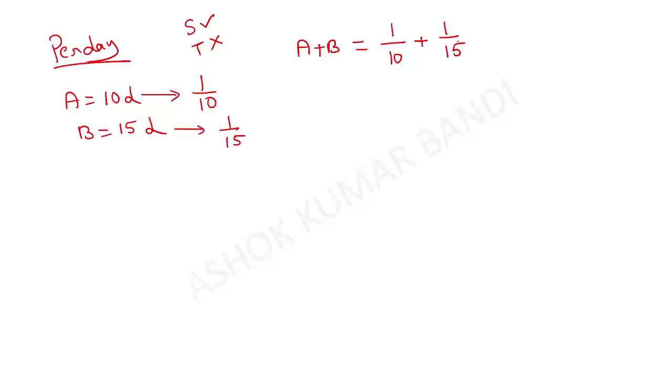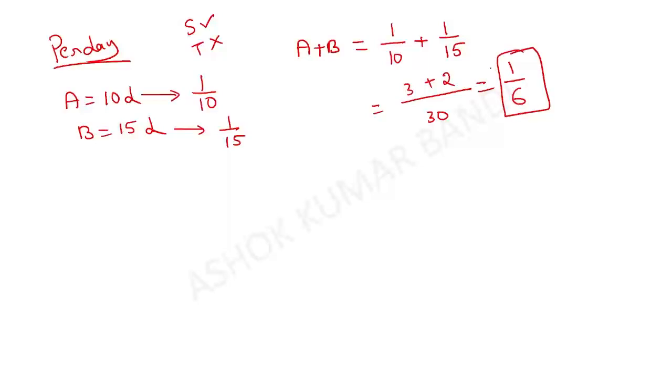So this is going to be 1 by 10 plus 1 by 15. As a result, you are going to get 30 as the LCM, 3 times and 2 times. You are going to get 5 by 30, which is equal to 1 by 6. So the combined speed of A and B is 1 by 6.